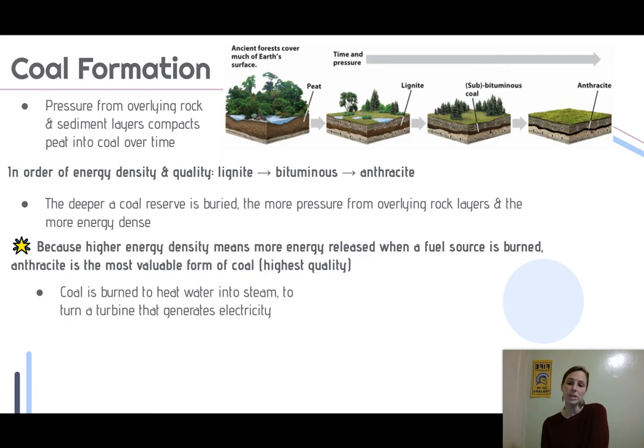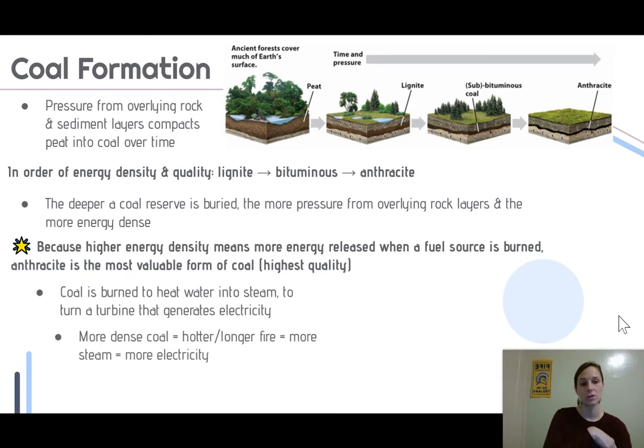Now, the way that coal is used, specifically if we're talking about power plants and generating electricity from it, coal is going to be burned in order to heat water. This is going to create steam, and that steam is going to go and turn a turbine that will generate electricity. And so that is how the coal is used, and it ultimately results in electricity being made.